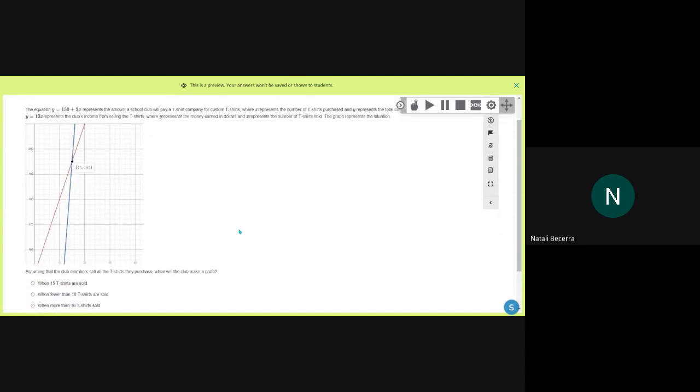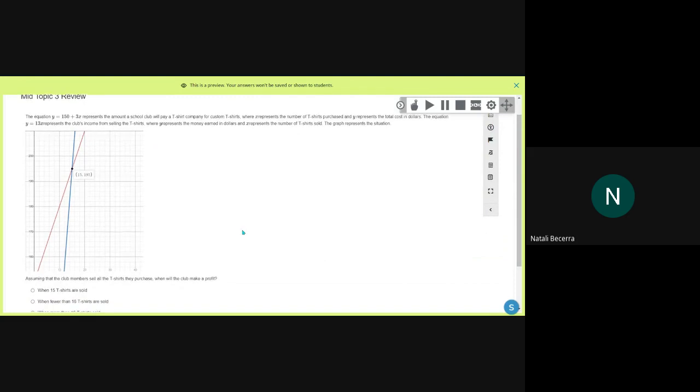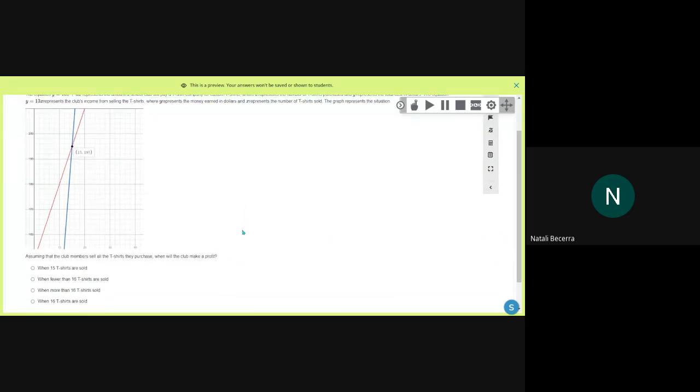The equation y equals 150 plus 3x represents the amount a school club will pay a t-shirt company for custom t-shirts, where x represents the number of t-shirts purchased and y represents the total cost in dollars. The equation y equals 13x represents the club's income from selling the t-shirts, where y represents the money earned in dollars and x represents the number of t-shirts sold. The graph represents the situation. So here's the graph. You've got your x-axis, the y-axis, and then the point where they intersect, okay? 15, comma, 195.